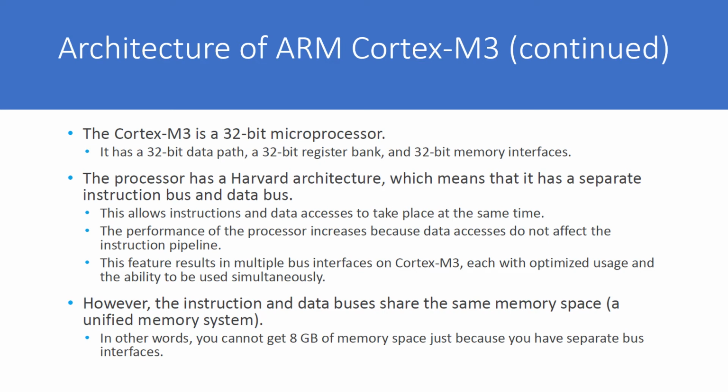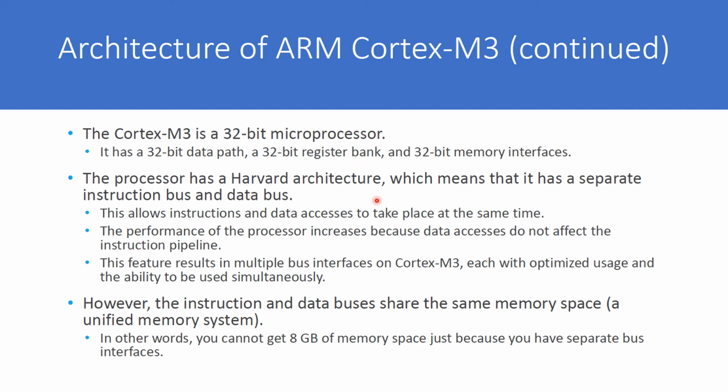Before that, let us go through the very basic highlights of Cortex M3. The Cortex M3 is a 32-bit microprocessor. It has a 32-bit data path, that means data bus, a 32-bit register bank, and a 32-bit memory interface. A 32-bit register bank means each register has 32-bit capacity, so it can hold data of 32 bits. In ARM, as I told earlier, one word is a 32-bit value, a half word is 16 bits, one byte is 8 bits, and a double word means 64 bits.